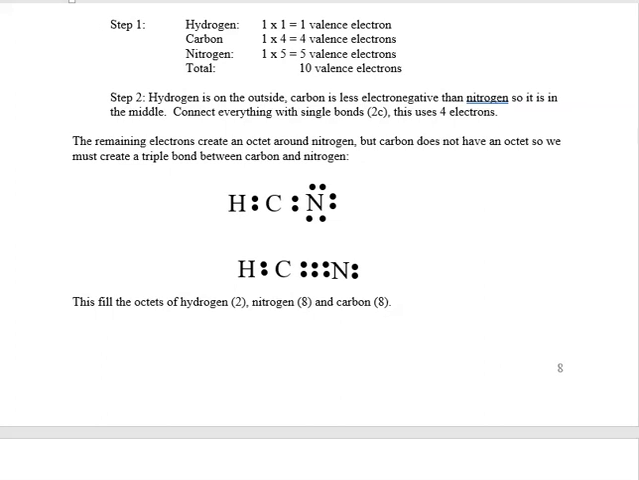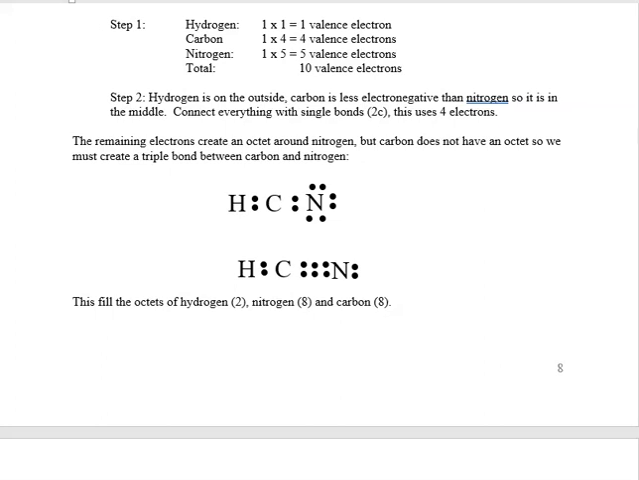And you connect everything with single bonds. So you have the hydrogen and the carbon connected with a single bond. You have the nitrogen and the carbon connected with a single bond. Now the remaining electrons create an octet around the nitrogen. So you can see that nitrogen has 8 electrons around it. But carbon does not have an octet. So we must figure out a way. First of all, you have the correct number of electrons. You have 10 electrons in that first diagram you see there. So you don't want to add or subtract electrons.